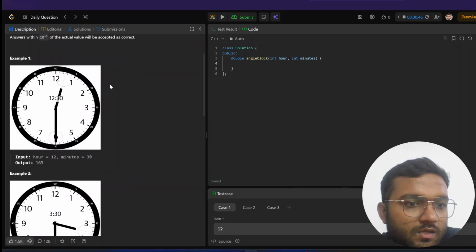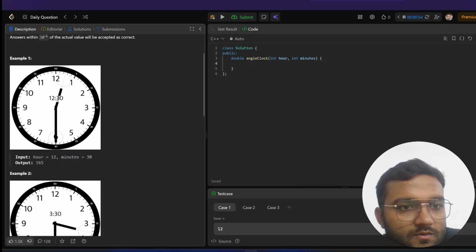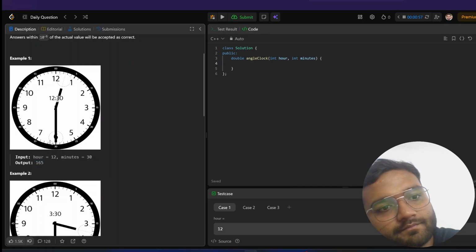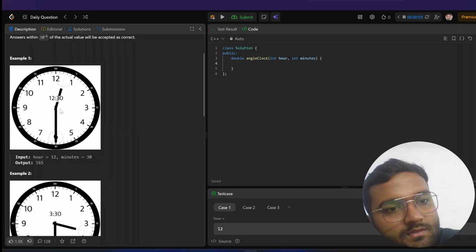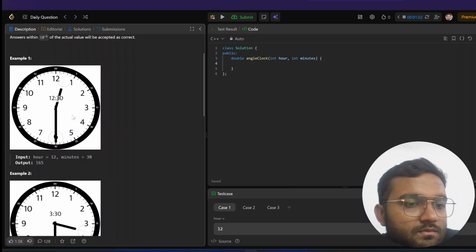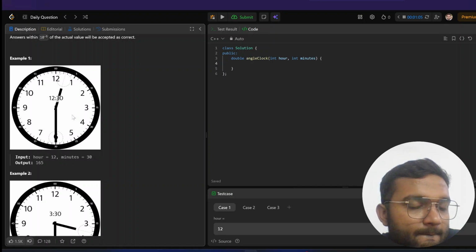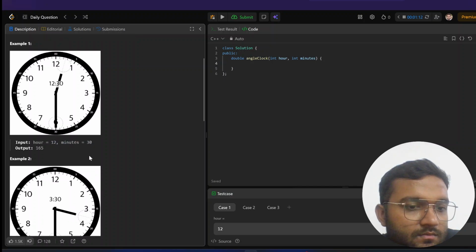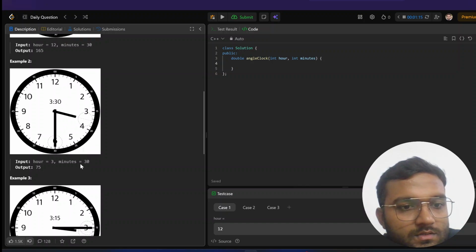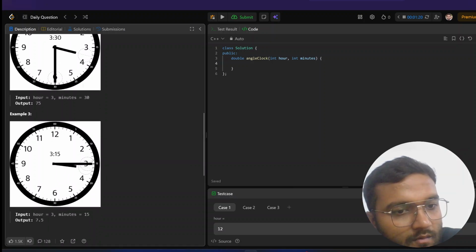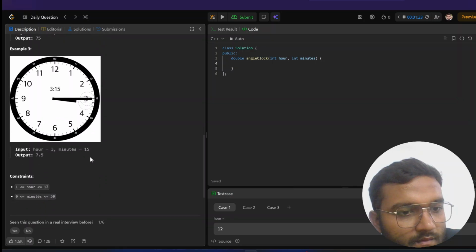Suppose the hour is 12 and minutes is 30, then the output is 165. I think this angle is 165, the smaller one. Here the hour is 3 and minutes 30, the angle is 75. Hour 3 and minutes 15, the angle is 7.5.